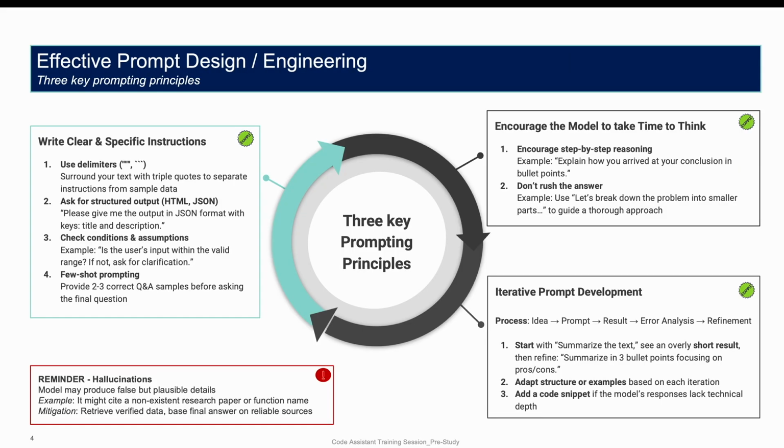Then I would like to spend a quick minute on effective prompt design and engineering, because to get the most out of AI code assistance it is very important to understand some key principles. The first is to write clear and specific instructions. So use delimiters like triple quotes or backticks to separate instruction from sample data. Always ask for structured output if you can. For example, please give it to me in JSON format.